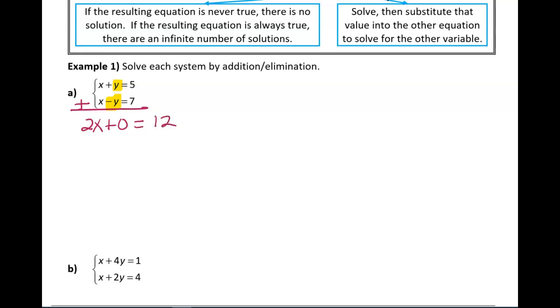5 plus 7 is 12. Make sure you add all the way across. So we have 2x equals 12. That's going to give us x equals 6.